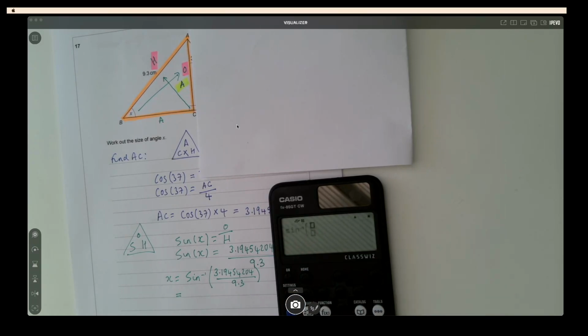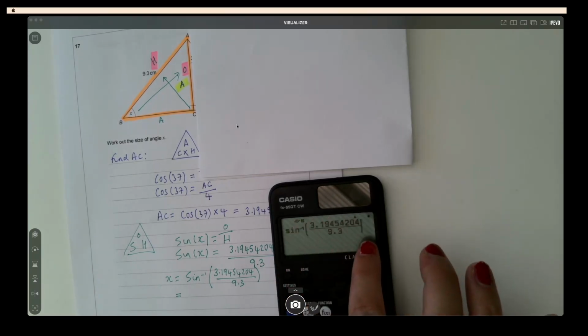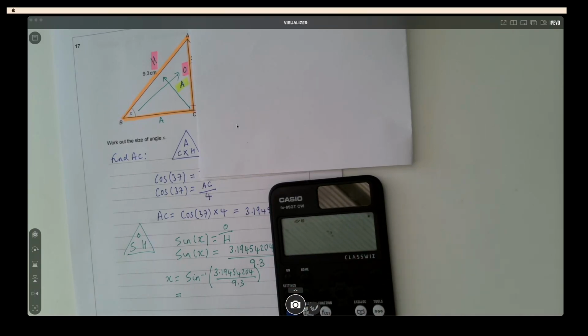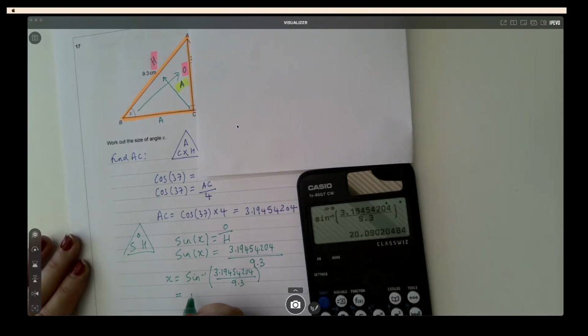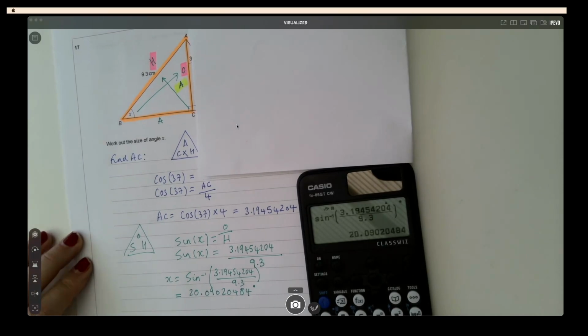So let's put a fraction in there. 3.19454204 over 9.3. Arrow away from the fraction. Close your brackets and press equals. So we have 20.09020484 degrees for that angle.